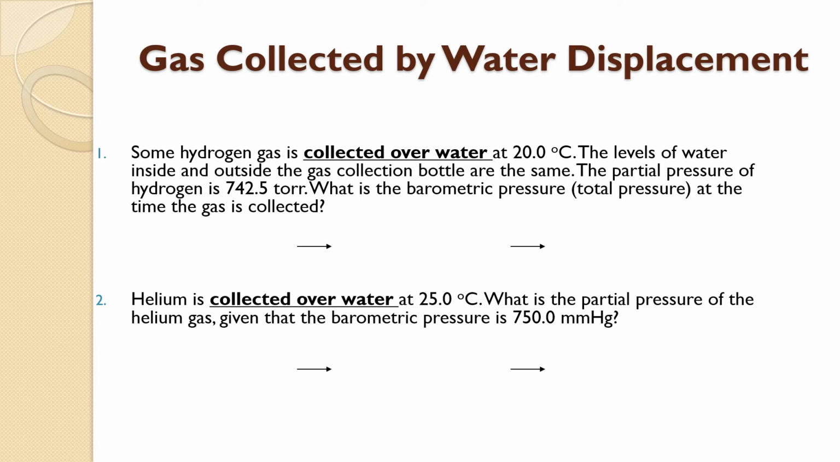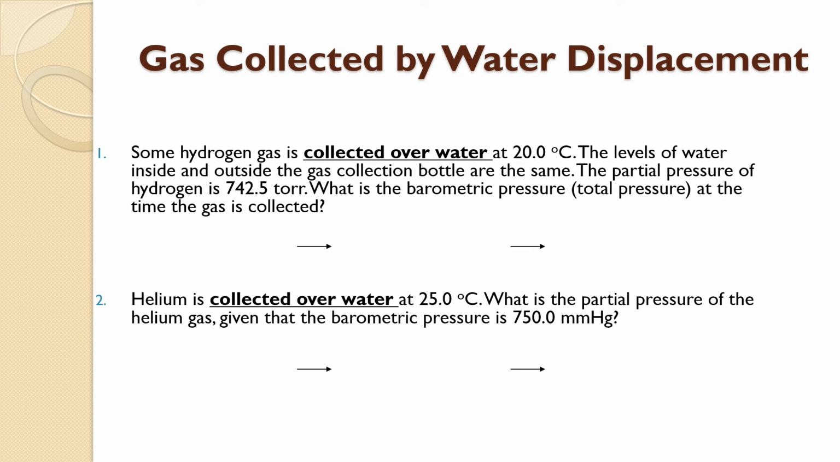Example number 2. Helium is collected over water at 25 degrees Celsius. What is the partial pressure of helium gas given that the barometric pressure is 750 millimeters of mercury? In this equation, it is giving you a barometric pressure. Remember that barometric pressure is the same thing as total pressure. It is not giving you your partial pressure of the helium gas. The only other thing that you have is that the gas is collected over water at 25 degrees Celsius.